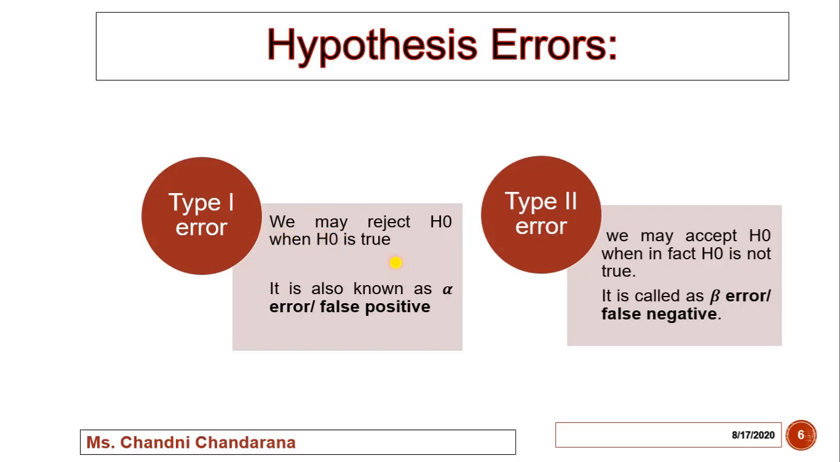In type 1 error, there is a rejection of a hypothesis which should have been accepted, and here there is an acceptance of a hypothesis which should have been rejected. So type 1 is known as alpha error, or you can say false positive error. But beta error is known as false negative error, because here we are accepting a negative thing. That's why it is known as false negative error.